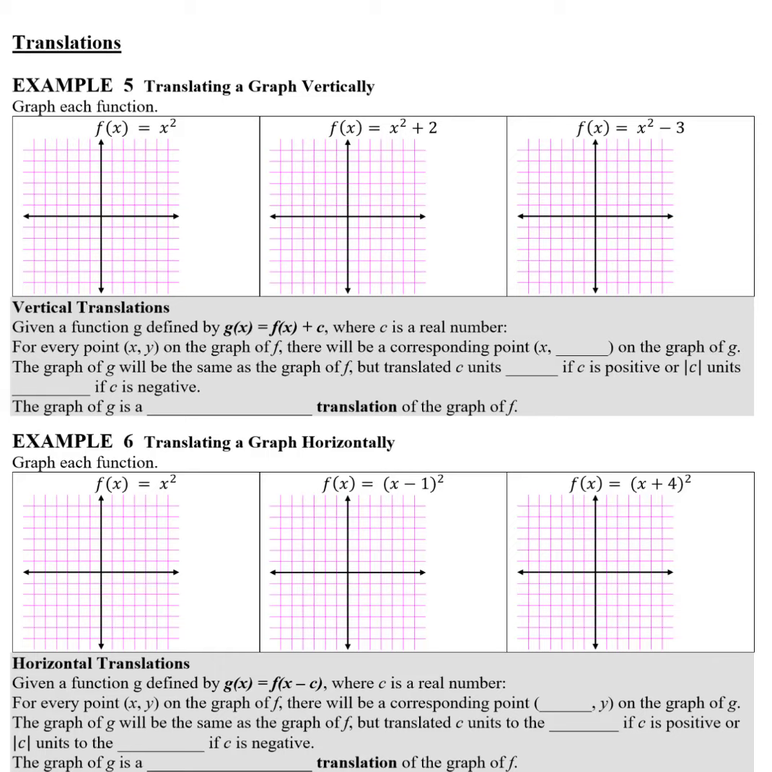This is Appendix D, page 3, and we're going to continue graphing. This part of this section is on translations. This is where we're going to shift the graphs up or down, and then to the left or to the right. So let's start off by working on example 5, where we graph the basic function f of x is equal to x squared.